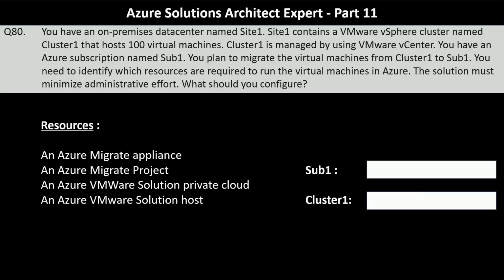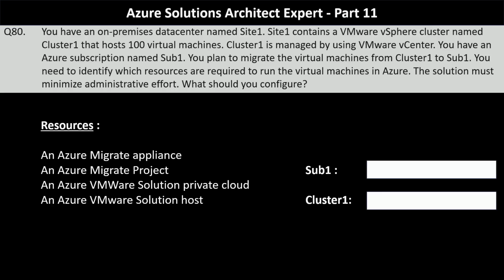What should you configure? Now, in terms of resources, your options are an Azure Migrate appliance, an Azure Migrate project, an Azure VMware Solution Private Cloud, an Azure VMware Solution Host. Now you need to tell which of these resources should be created in subscription 1 and which of them should be created in cluster 1.